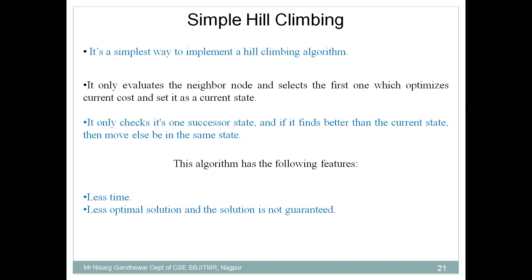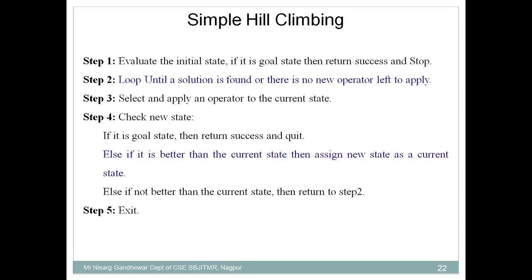It is not guaranteed that finally we will get a solution. Now let's discuss the exact algorithm for simple hill climbing. So what is step 1? Evaluate the initial state, and if it is a goal state, then return success and stop. Just like that, you have thrown a die and you are getting 6 at the first attempt itself. So this is step 1, which happens very rarely.